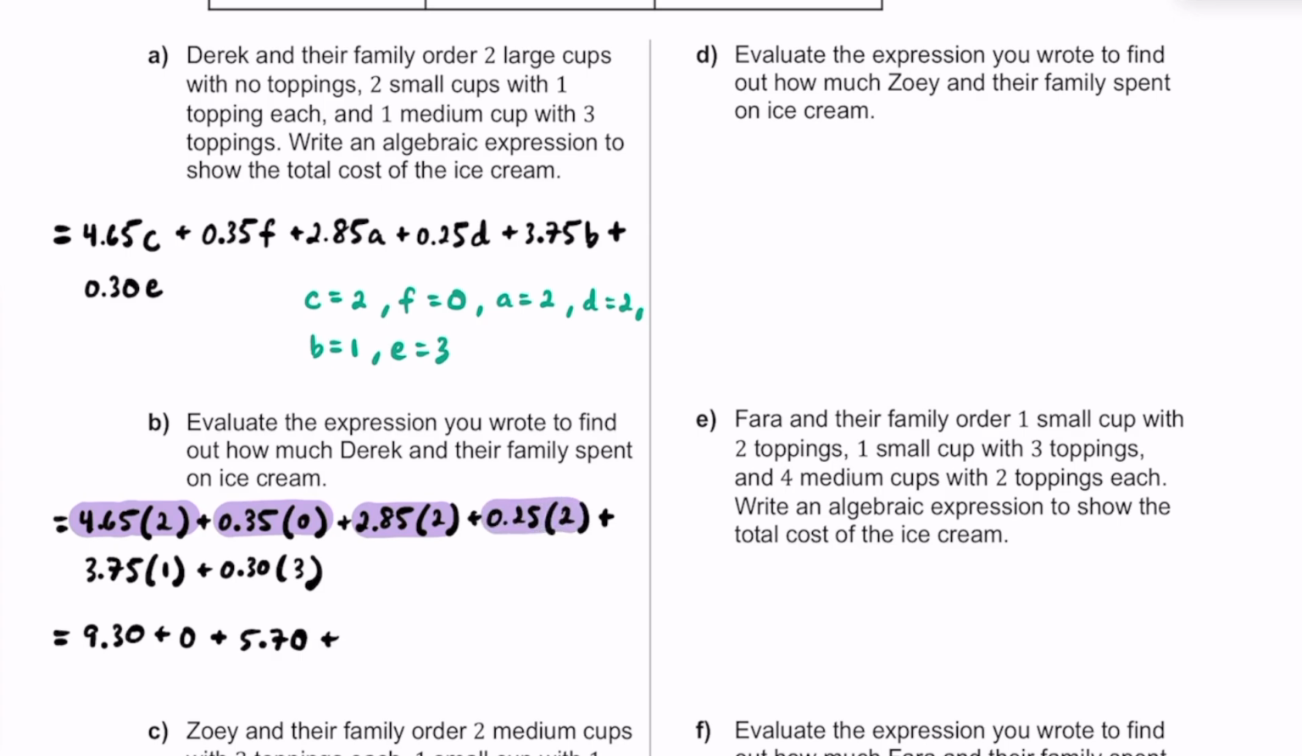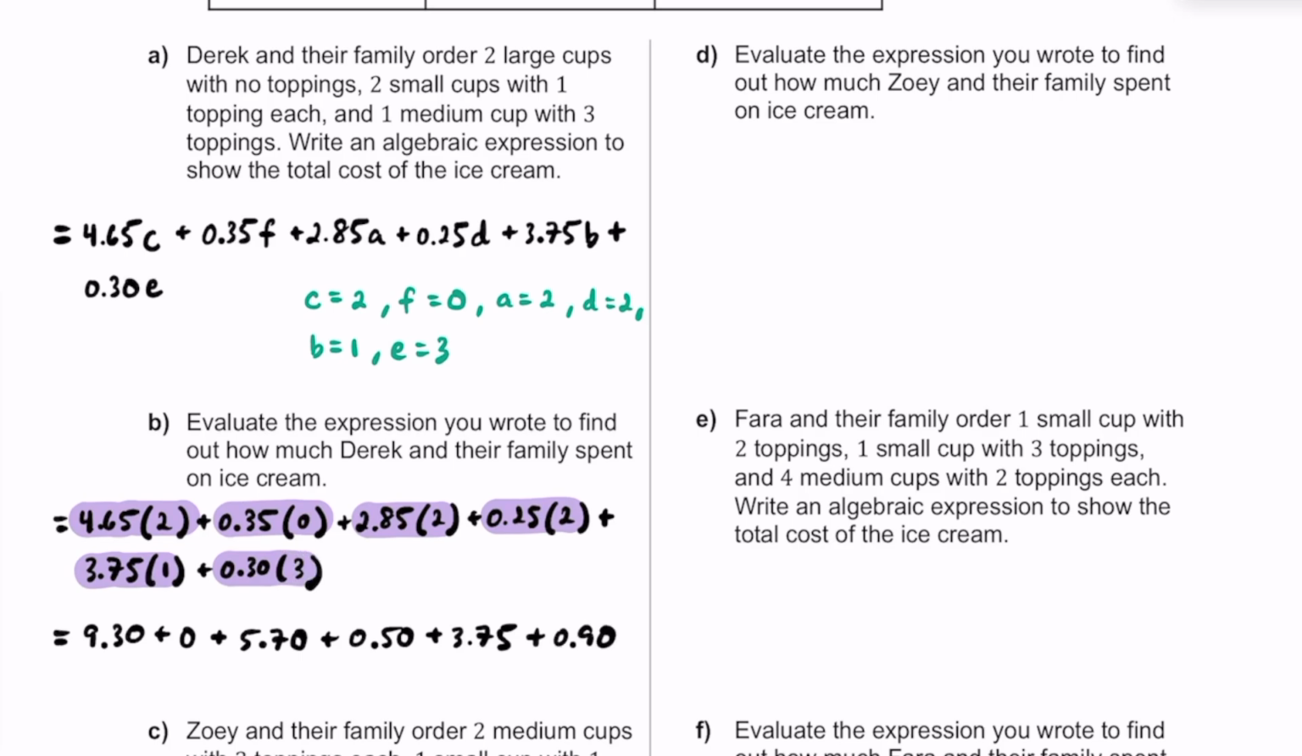Plus this part I don't need a calculator for. It's 25 cents times 2, which is going to be 50 cents. Plus this one I also don't need a calculator for. It's 3.75 times 1, which is going to be 3.75. And then finally, I actually don't need a calculator for this one either. 30 cents times 3 is going to be 90 cents, right?